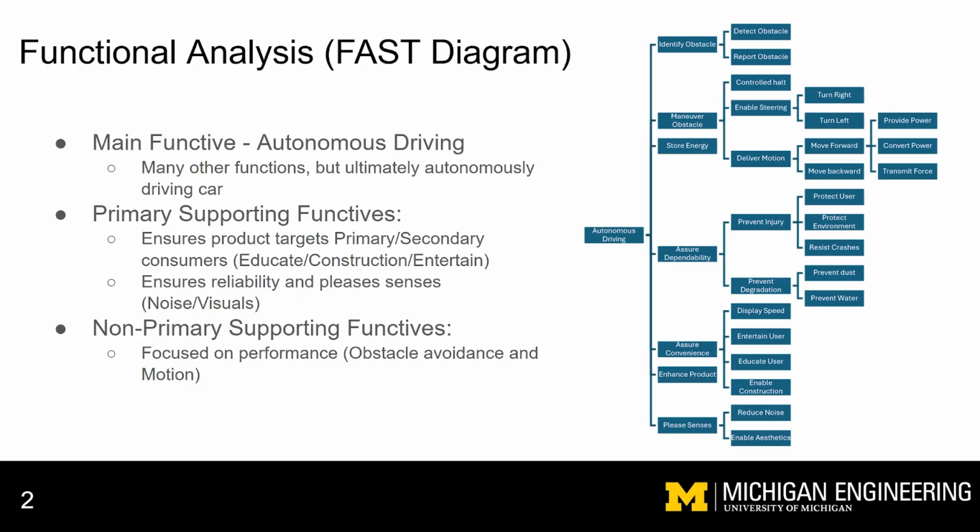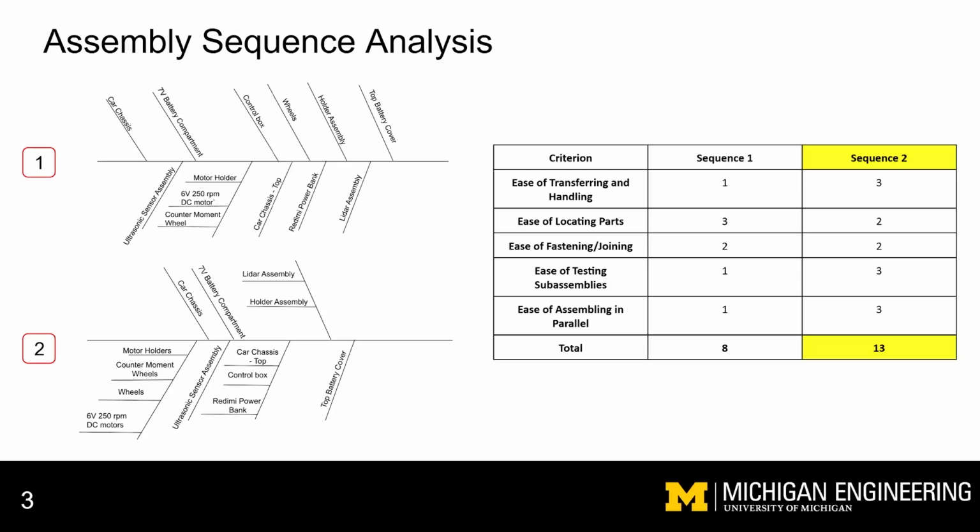These functives also ensure that the car is reliable and also pleases the senses, which is noise reduction, and also looks visually appealing. Lastly, the non-primary supporting functives. These are more focused on the performance of the car itself, where it identifies and maneuvers the obstacle and also stores the energy. We are proposing two different assembly processes displayed in the fishbone diagrams.